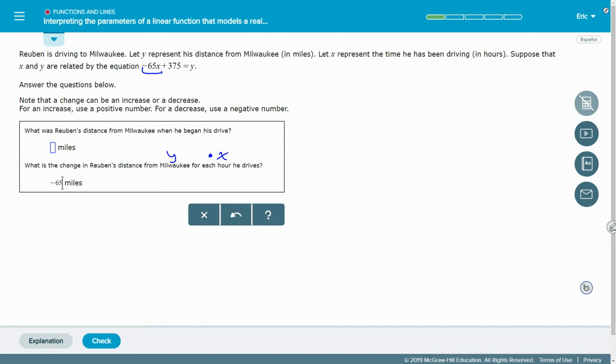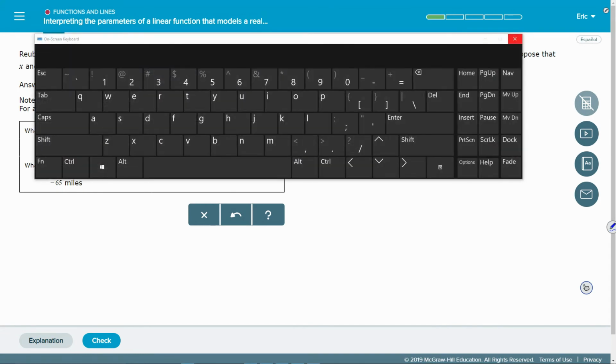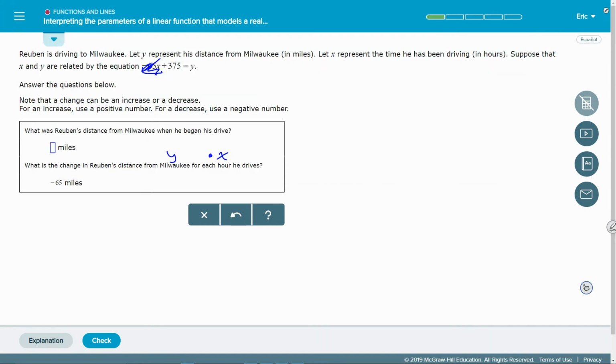And what was Ruben's distance from Milwaukee when he began his drive? That's just saying, what is your function equal to when x is 0? If x is 0, you just get rid of it, so I'm left with 375. And that's a complete problem like this. Your initial point is always going to be your y-intercept. What happens when x equals 0? And the rate of change for linear functions will always be whatever the coefficient of x is, or the number being multiplied by x. And that's it.